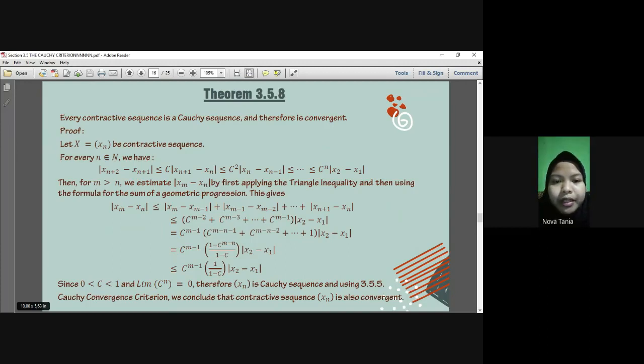It is equal to c power n minus 1 times in brackets c power m minus n minus 1 plus c power m minus n minus 2 plus and so on until plus 1 times the absolute value of x2 minus x1, which is equal to c power n minus 1 times 1 minus c power m minus n over 1 minus c times the absolute value of x2 minus x1. It is then less than or equal to c power n minus 1 times 1 over 1 minus c times the absolute value of x2 minus x1. Since c is greater than 0 and less than 1, and the limit of c power n is equal to 0, therefore the sequence xn is a Cauchy sequence, and using the 3.5.5 Cauchy convergence criterion, we conclude that the contractive sequence xn is also convergent.